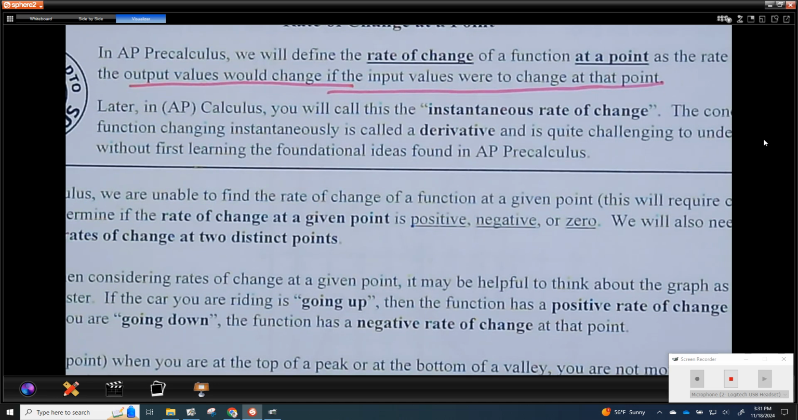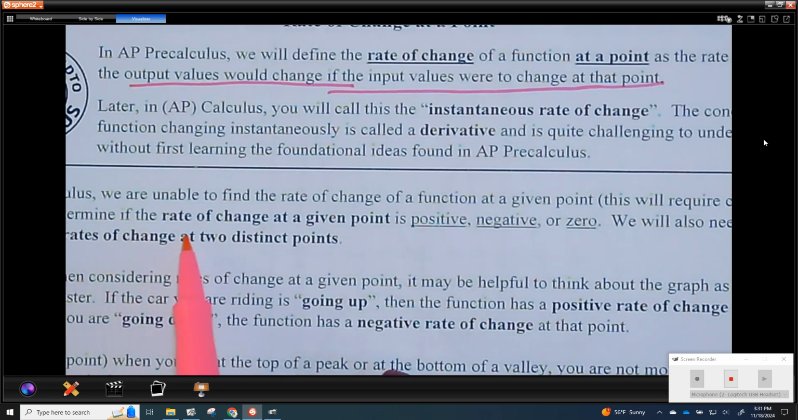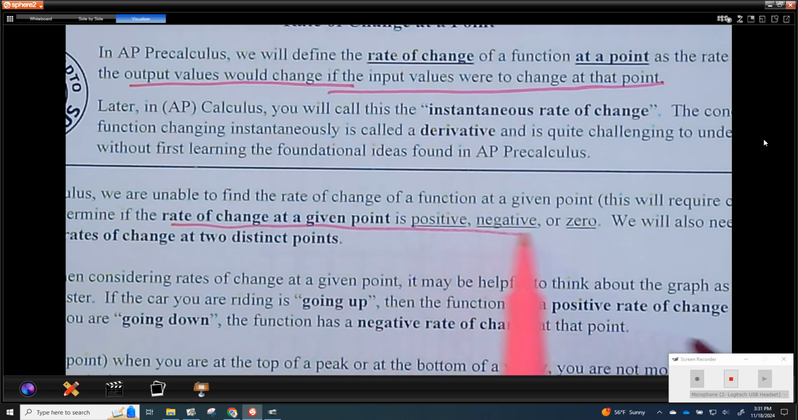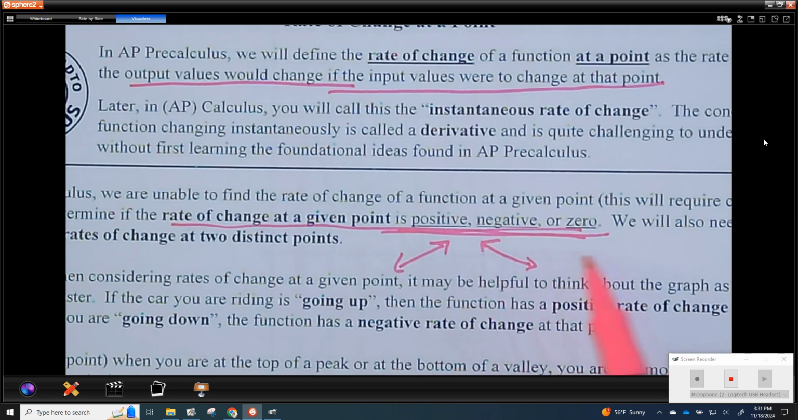If you're unable to find the rate of change of a function at a point, we need to determine the rate of change at a given point as positive, negative, or 0. So you know that from slopes, right? Positive, negative, or 0.